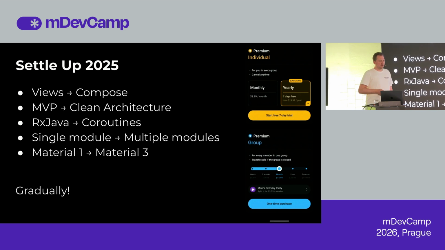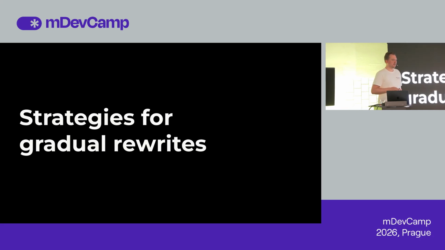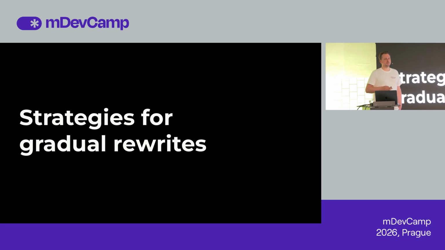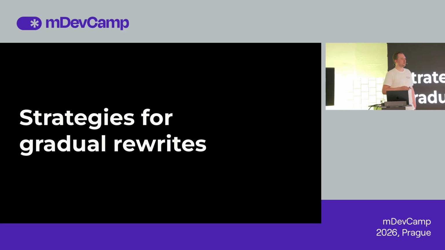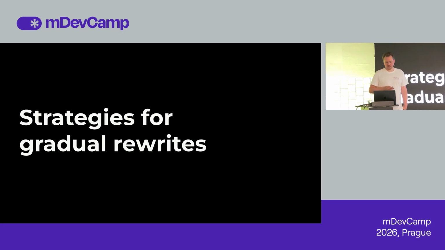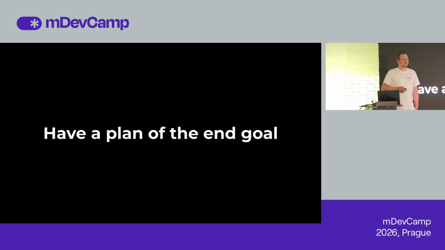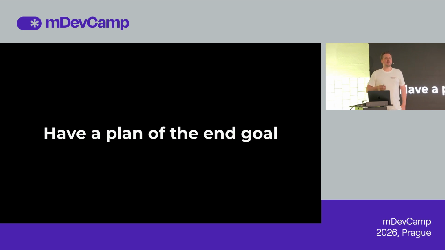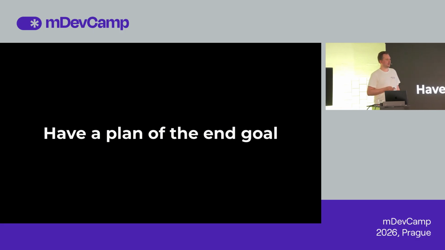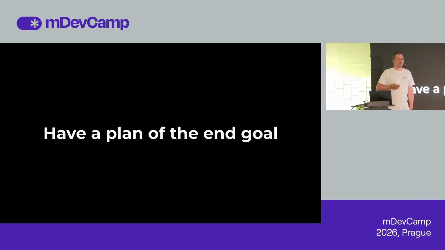And now I want to tell you some strategies for how you could refactor and rewrite gradually, with new features, in your own app. So the first thing is have a plan. Don't just do it blindly. I think that's quite easy. But the plan is also not set in stone. It should change over the years. The technologies are evolving so quickly, so the plan can change. But have a plan.